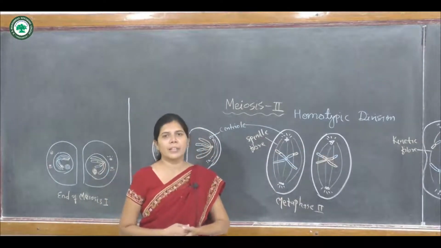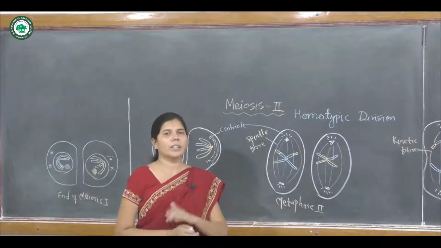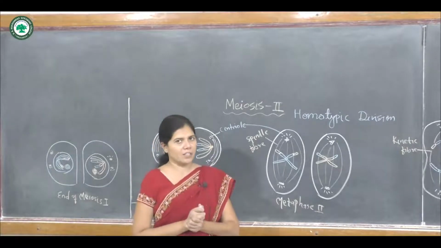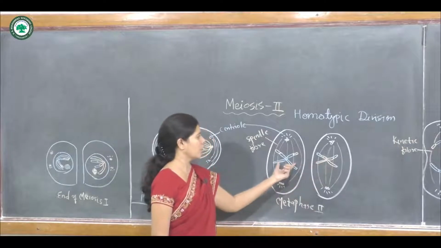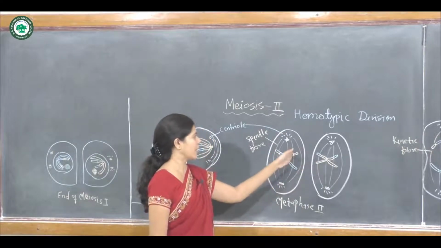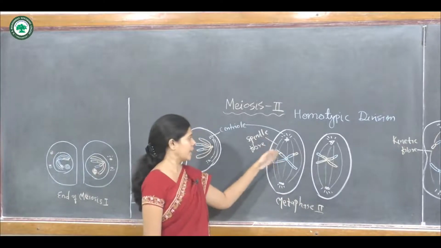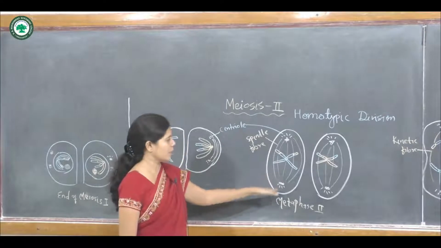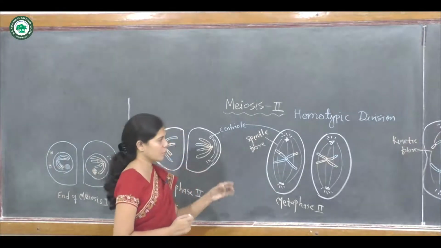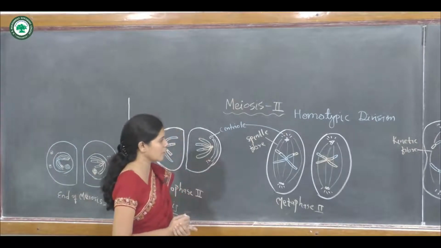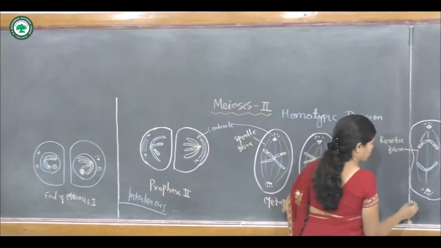We know that in the metaphase stage, a metaphase plate forms, and on that plate the chromosomes are arranged at the equatorial region, in the middle of the cell. This is metaphase II. After metaphase II, the cells undergo the third phase, that is anaphase II.